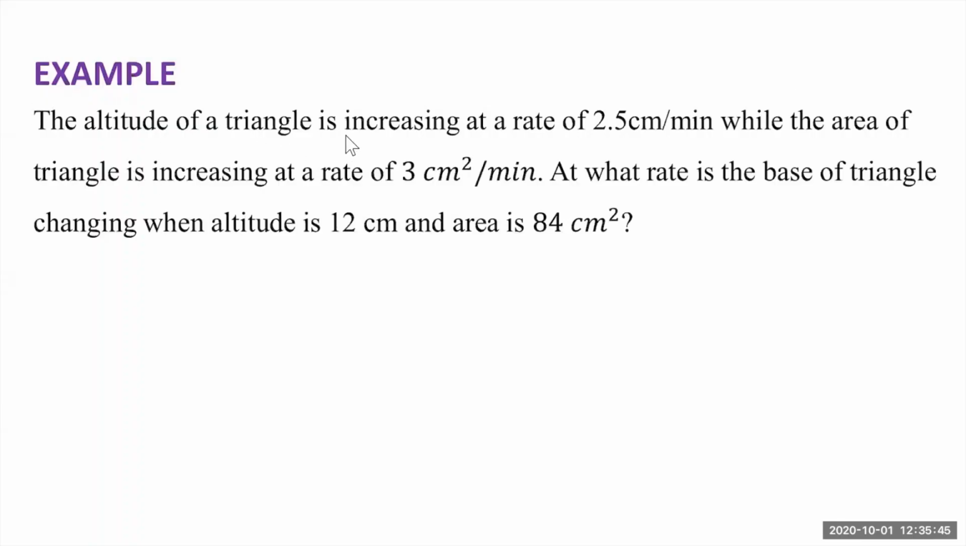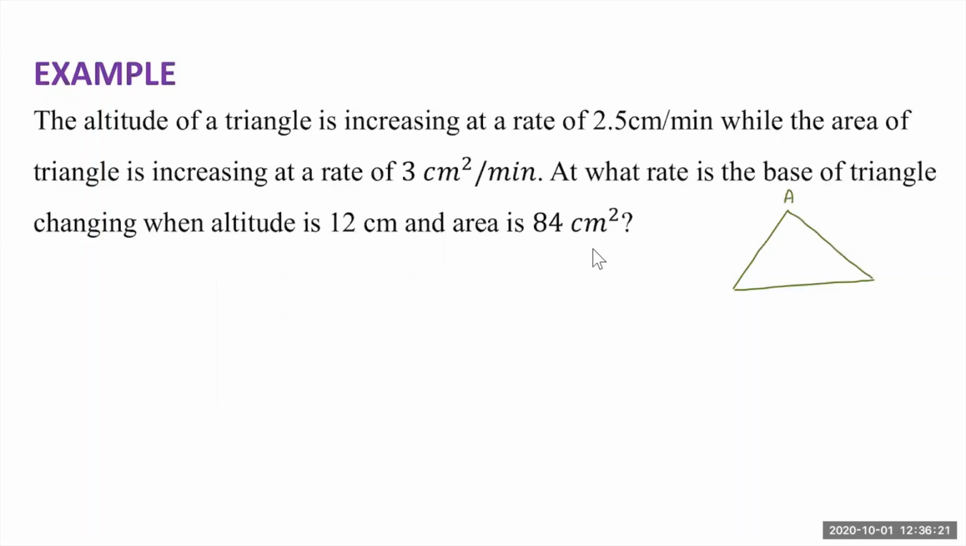Example: the altitude of a triangle is increasing at a rate of 2.5 centimeter per minute, while the area of the triangle is increasing at a rate of 3 centimeters squared per minute. At what rate is the base of the triangle changing when the altitude is 12 centimeter and area is 84 centimeters squared? So what I'm going to do is, first I'm going to draw a triangle here and then try to explain to you what is going on. So let's draw a triangle there.